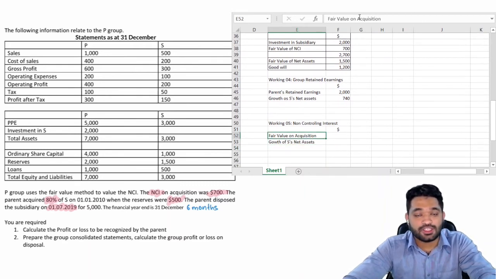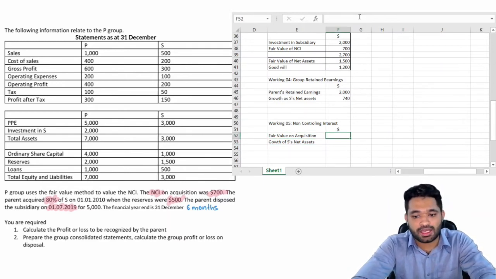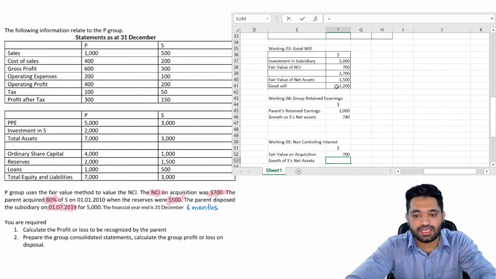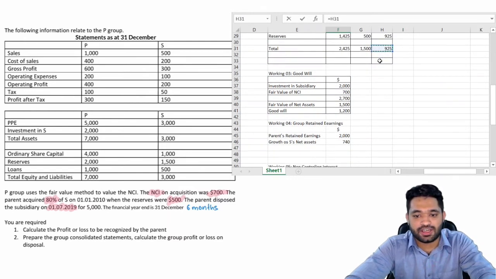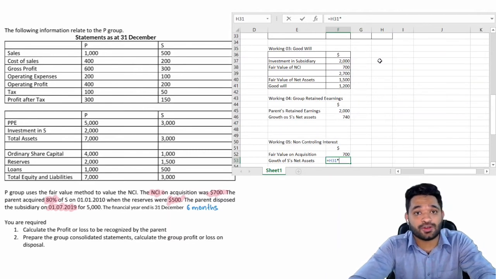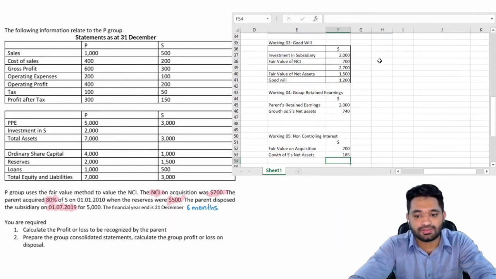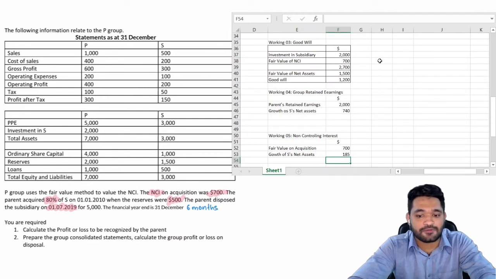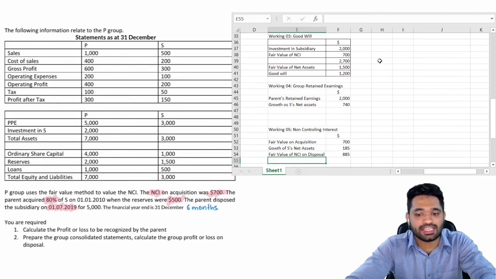Then working number 5, your non-controlling interest. The fair value on acquisition was 700. The growth of your net assets is going to be 925. The NCI owns 20%, so that's going to be 185. So the fair value of NCI on disposal date is going to be 700 plus 185. That will be 885.